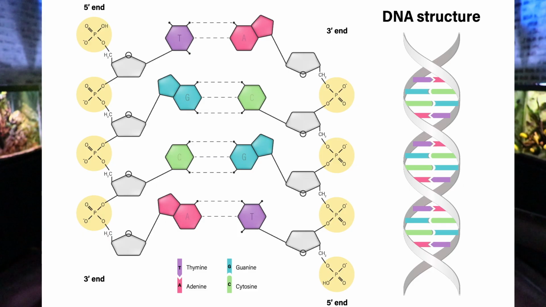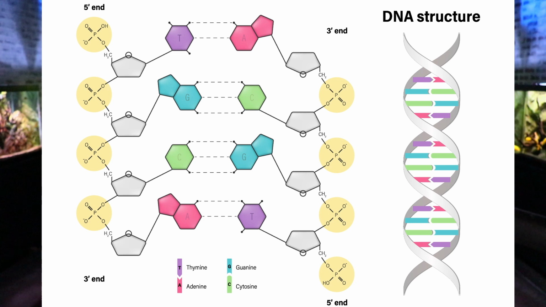All right, so here is the structure of DNA. You can see on the right-hand side, we have what is known as a double helix, and it's kind of like a winding staircase. And the DNA is made up of what we call nucleotides. And the nucleotides are shown on the left-hand side.